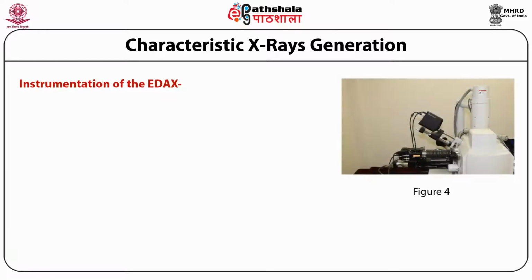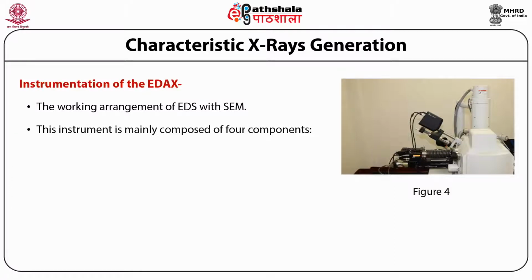Figure 4 shows the working arrangement of EDS with SEM. This instrument is mainly composed of four components. First is the electron beam source, second is the X-ray detector, third is the pulse processor, and the fourth is the analyzer.